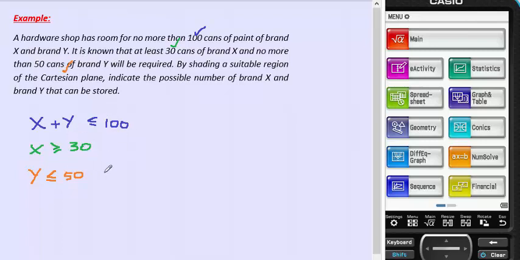So now I have three rules. What I need to do is shade a suitable region of the plane and indicate the possible number of cans that we can store. So I'll get out my axes and I'll get out my calculator and I'll make this work.